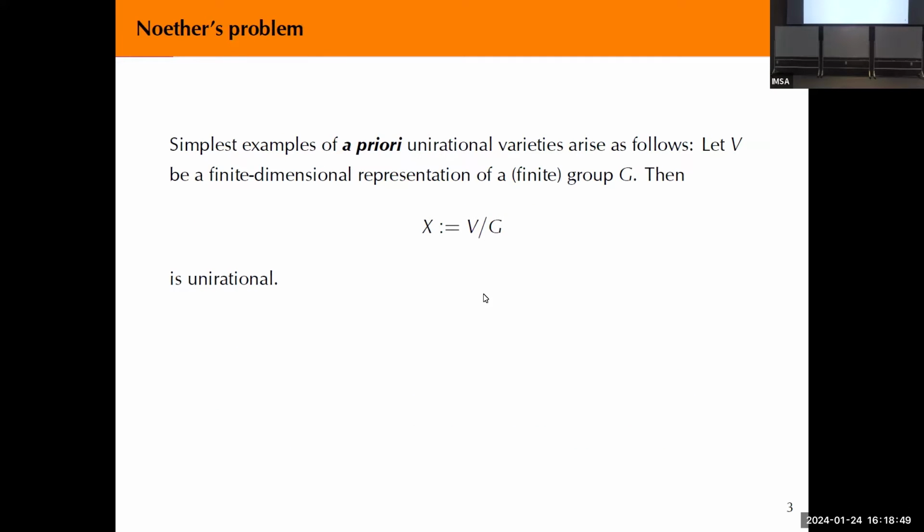But of course, there are examples of a priori unirational varieties, where you don't have to do any complicated geometric constructions. You take a finite group, and you take the quotient of a representation of the finite group. It's dominated by a vector space, so it's obviously unirational. Now, is it rational? So it turns out that if the group is abelian and the ground field contains enough roots of unity, say, those of order the exponent of the group, then the quotient is rational.